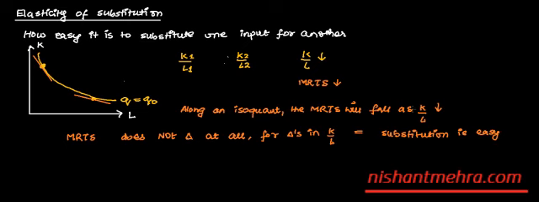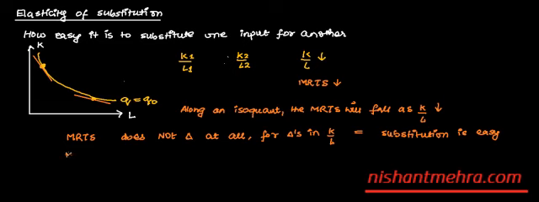Clear? Because the ratio of marginal products of the two inputs is not changing as the input mix is changing. So your input mix is changing, your K by L is changing, but the ratio of marginal products is not changing, so we say that the substitution is easy.